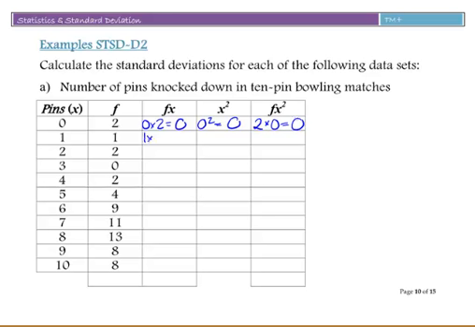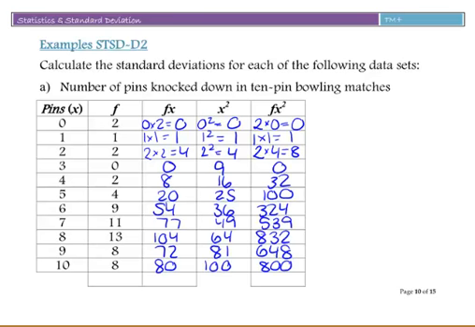So let's do that again. F is 1, x is 1, so fx is 1 times 1, which is 1. X squared is 1 squared, which is 1. F times x squared is 1 times 1, which is 1. Do the next one, fx: 2 times 2 is 4. X squared is 2 squared, which is 4. F times x squared is 2 times 4, which is 8. Okay, so I've gone through and filled in all those values.